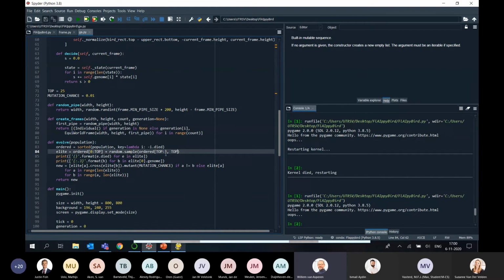So that's why we take an ordered list of all the individuals, reverse sorted by i.died, which is the number of ticks that it survived. So we take the elite, which contains the best performing birds plus a random selection of the worst performing birds.